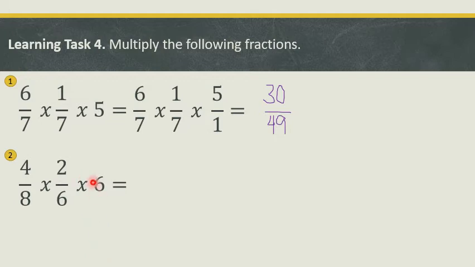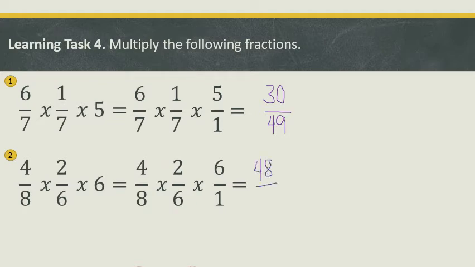Then, same lang po sa number 2, yung 6 ay gagawin natin fraction, kaya siya magiging 6 over 1. Then, i-multiply natin siya. So, 4 times 2 times 6 is 48. Then, 8 times 6 times 1 is 48. So, ang 48 over 48, tandaan natin kapag parehong numerator and denominator, siya po ay equivalent sa 1.